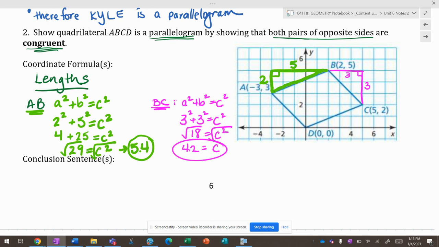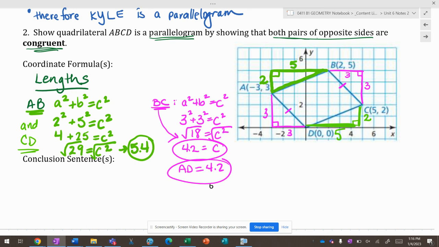And you might be thinking, Mrs. Weber, wait, we don't have enough space. Yeah, we do, because watch this. Isn't BC the same length as AD? Aren't these sides going to be congruent? Let's check. Down 3, over 3. Hey, look at that. It's the same purple triangle. So BC is 4.2 and AD is 4.2. And if I go from C to D, that's down 2, over 5. Just like the other green one we had, AB and CD are both 5.4.